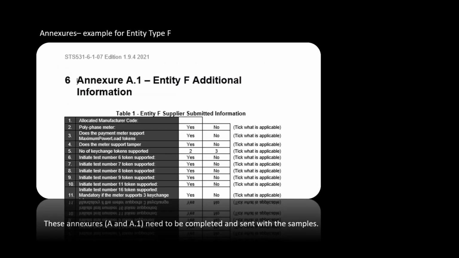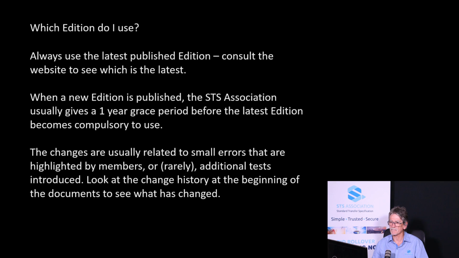Okay, there's an example of annexure A1, entity type F, additional information, and it shows you, for example, it asks you for your manufacturer code you've been allocated. Is it a polyphase meter, yes or no? And then look at number 3. Does the meter support maximum power load tokens? The test I've just shown you. If the answer is yes, then do the test. If the answer is no, then skip the test. And it goes on like this for a number of pages. Please answer these carefully. These annexures need to be completed and sent with the samples. If we haven't got the annexures, we can't start the tests.